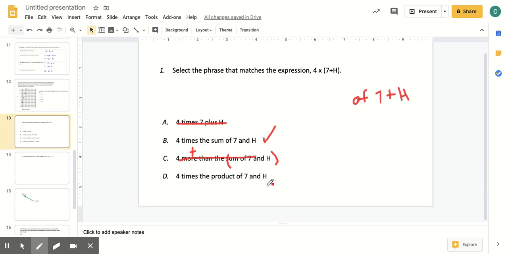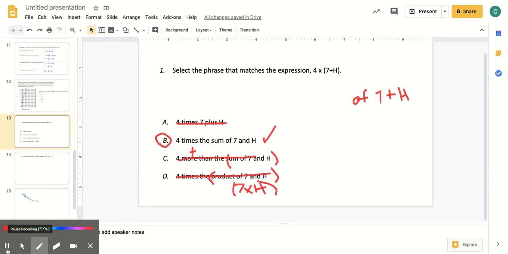And then 4 times the product of 7 and h. This has a grouping here, but the grouping would be multiplication rather than addition within the parentheses, which makes this answer choice incorrect. So the correct answer was 4 times the sum of 7 and h.